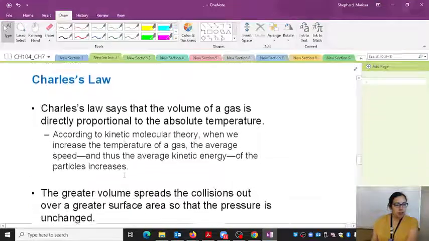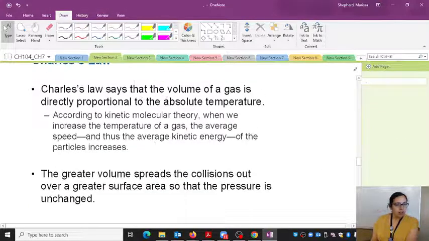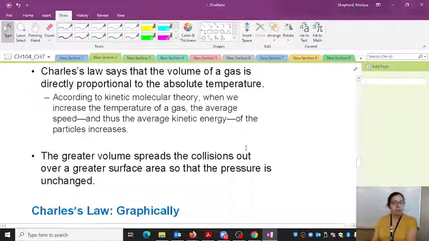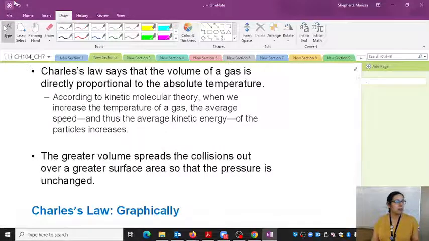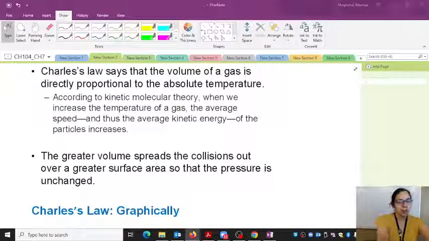And so this kind of makes sense. According to our kinetic molecular theory, if we're increasing the temperature, that means the average speed and kinetic energy increase. If we have increased kinetic energy, that means increased collisions. And so we need that greater volume to spread the collisions out over a greater surface area so that the pressure is unchanged.